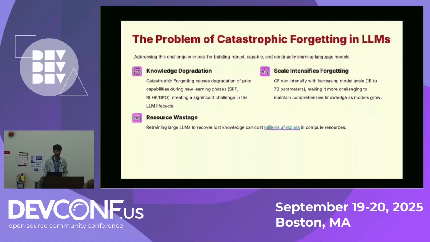The problem of catastrophic forgetting mainly has three drawbacks. The first is knowledge degradation. Whenever you learn something new, everything that was learned before is forgotten, and this creates a significant challenge in the language model lifecycle. Second is scale intensifies forgetting. As you move to bigger models, for example, from Llama 3B to Llama 7B, forgetting actually increases as you learn new tasks. Finally, resource wastage. If you want the model to know everything that you have taught it so far, retraining the model on everything can cost millions of dollars in compute resources.